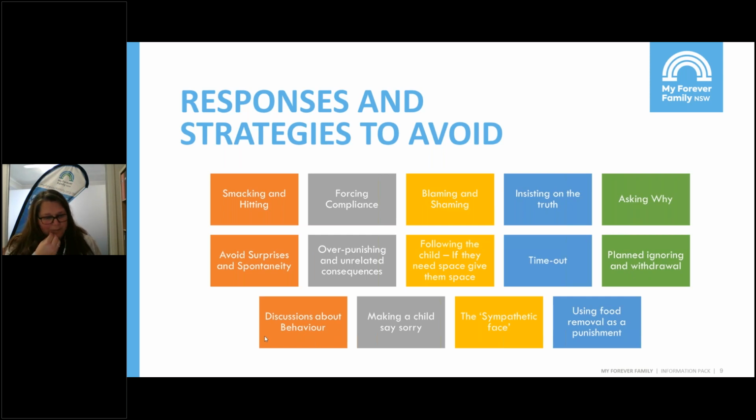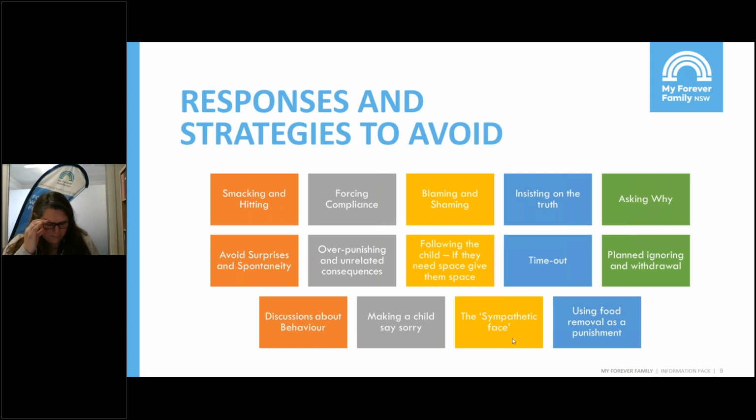Discussions about the behaviour. This one's a tricky one, because I guess when you watch Super Nanny or something like that, they sit on the step and then have the discussion about what did you do wrong and how are you going to do it differently and say sorry and all of those kinds of things. From a trauma lens, this doesn't work. It just reinstills that sense of shame, and they often don't know why they did what they did. They did it outside of their window. So having lengthy discussions about it can actually just make the situation worse, and it takes away from that being accepting. Making a child say sorry, we just talked about, or the sympathetic face.